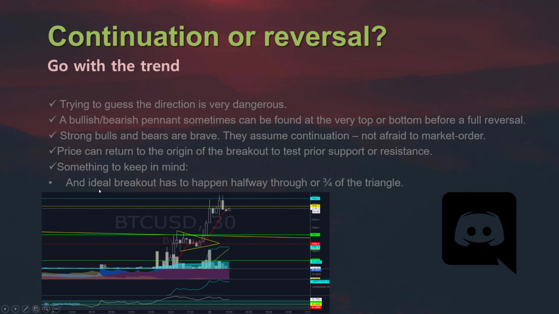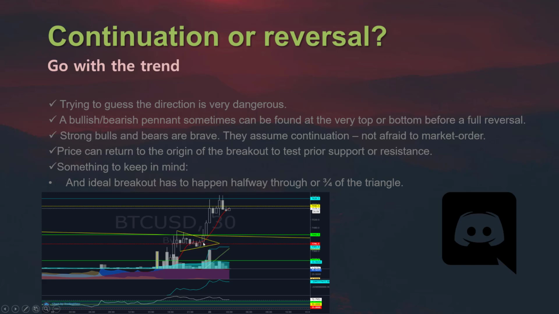So keep in mind that an ideal breakout has to happen halfway through or 3/4 of the triangle. Because if you notice a triangle that has price coiling in and becomes absolutely flat at the bottom, it is likely that this triangle is not a triangle at all and the market is building some other shape. Because a breakout is less likely the more price compresses, contrary to the popular belief that the more it gets compressed, the higher the chances it'll break.